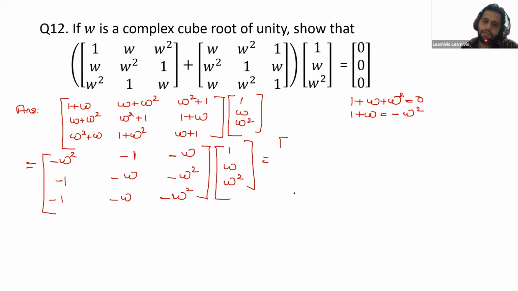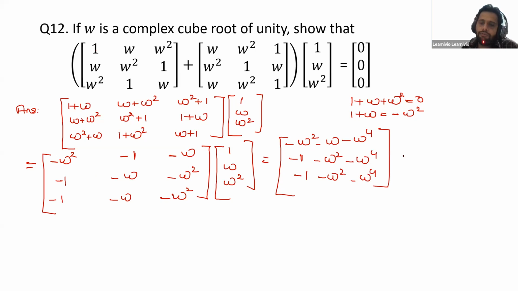So this is equal to first row, first column. Multiply this with this: minus omega square, then minus omega, then minus omega to the power 4. Similarly, this one, minus 1, minus omega square, minus omega to the power 4. This one, minus 1, minus omega square, minus omega to the power 4. Now this is a matrix, so from the matrix we can take negative common. We will get omega square, this is omega, and this is omega to the power 4.